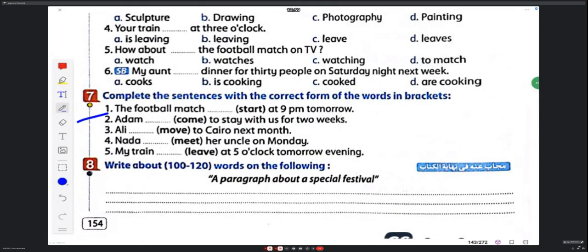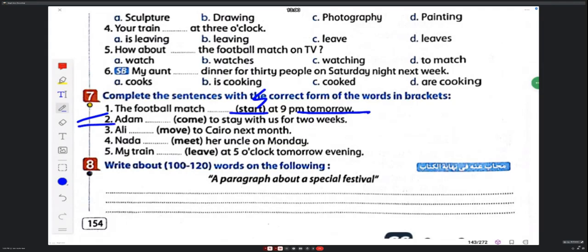The football match starts at 9 p.m. tomorrow. Starts. We are talking about a timetable. So if it is a fixed timetable, we use the present simple instead of the future.